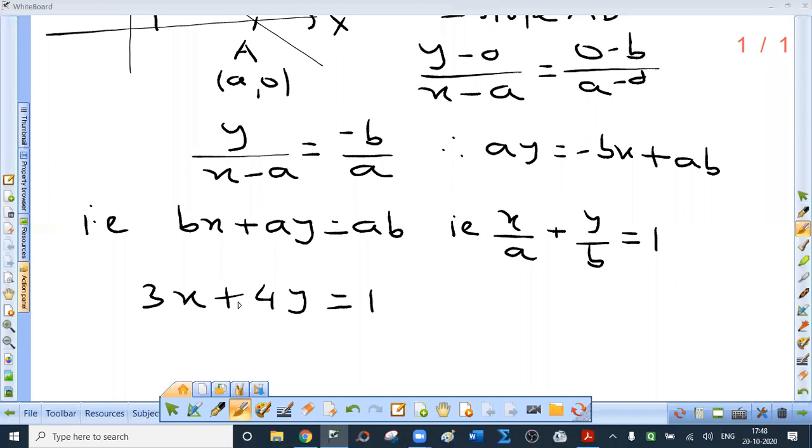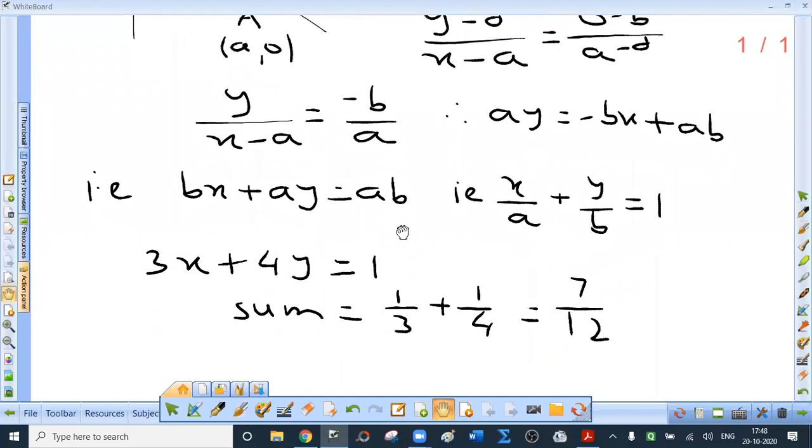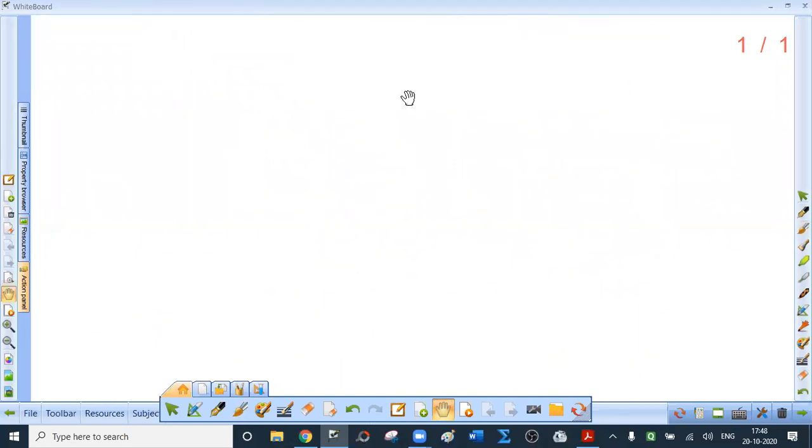See, some students may say, sir, 3 plus 4, that is 7 is sum of the intercepts. No, you have to compare this equation with this one. Then coefficient of x is 1 upon a. 1 upon a equal to 3. So what is a? 1 upon 3. 1 upon b is 4. So what is b? It is 1 upon 4. So what is sum? Sum of intercepts is 1 upon 3 plus 1 upon 4, which is nothing but 7 upon 12. So this is sum of the intercepts. Okay. One student has written 7. No, 7 is not the sum.